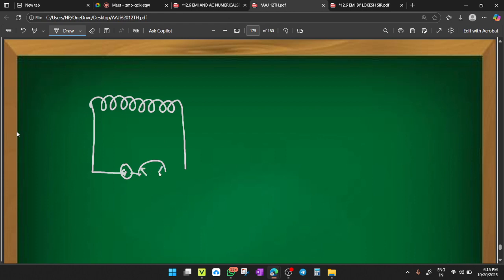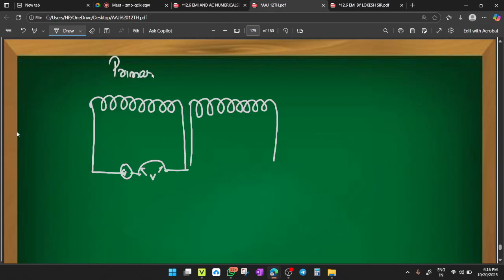Now see, if it is your first coil, this is called your primary coil. And here it is a galvanometer, and this is a voltage knob. Now you keep a nearby coil, a neighboring coil, just near the original coil. Okay. This is called the primary coil, and this one is called the secondary coil.